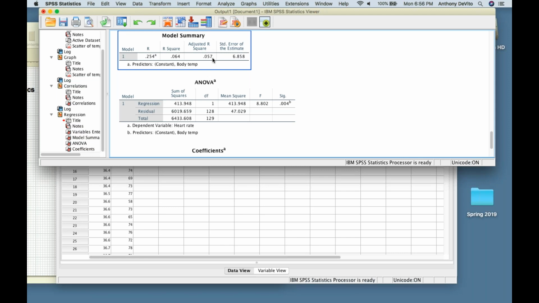So we want large sample sizes if we can have them. Typically, we want at least 15 subjects per variable that you're going to analyze. So here, we'd want at least 30 subjects, right? And we wouldn't want the subjects to be all grouped in one area of temperature or heart rate. We want them spread out.